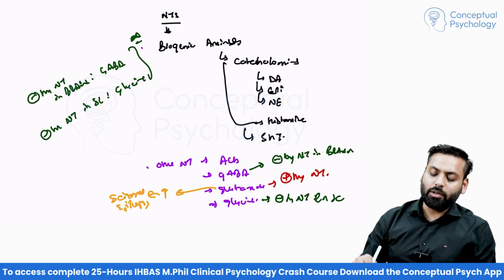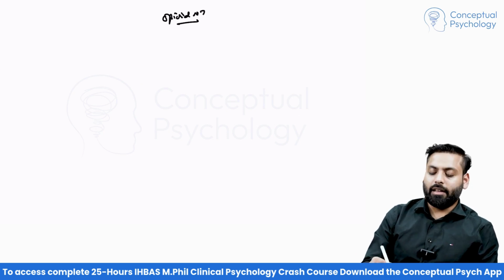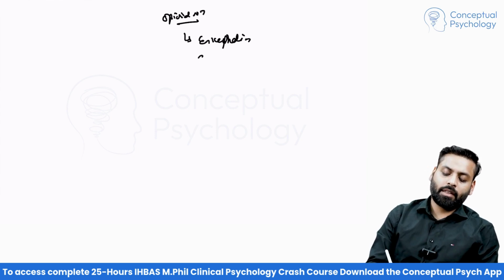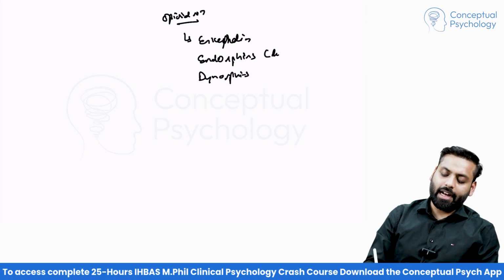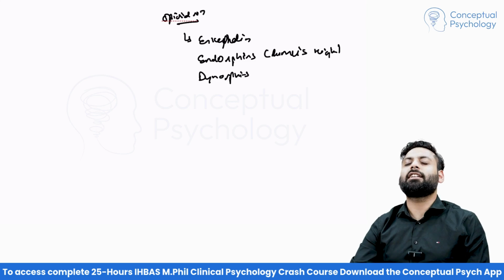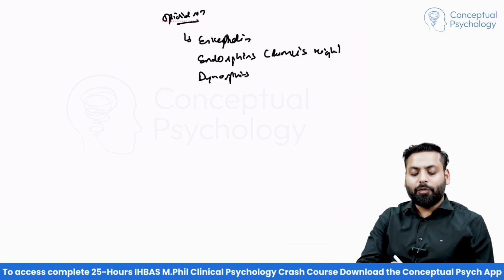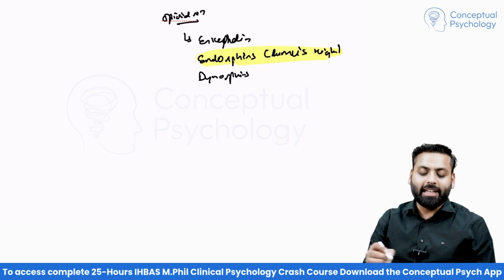Then they can ask you about opioid neurotransmitters. So opioid neurotransmitters are enkephalins, endorphins, and dynorphins. Endorphins are known as runner's high. When you go to the gym and you do a strenuous exercise, and after that strenuous exercise, in spite of being tired, you feel good. You feel as if something is giving a high to you. That is endorphins.